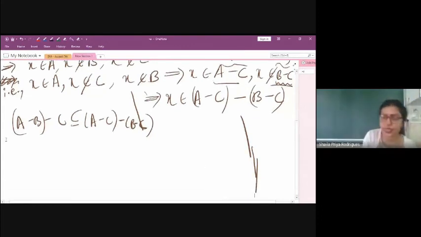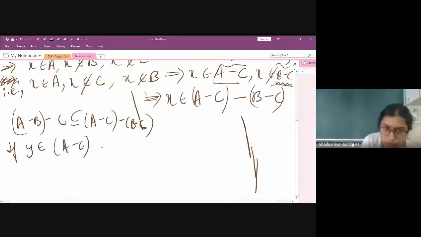Okay, to prove that the second set is a subset of the first set as well, you start with a random element in the second set, which is (A − C) − (B − C). If there is any question, you can stop me in between and ask, no problem. Or I'll just go on doing this.